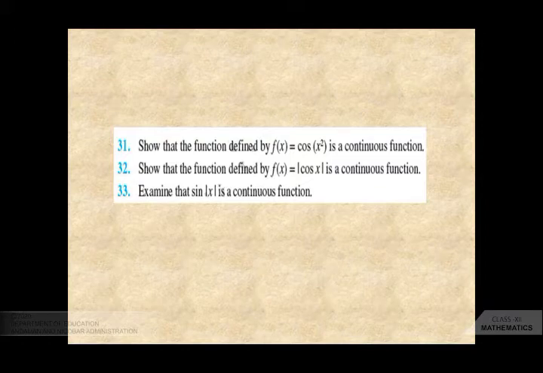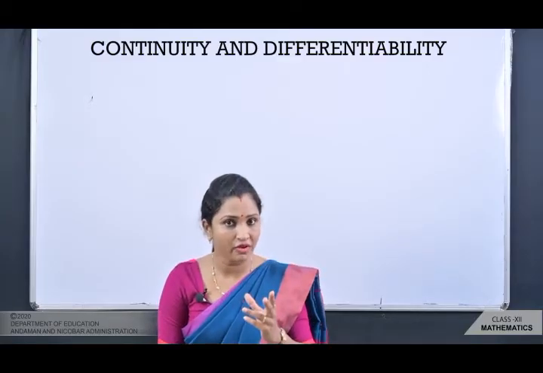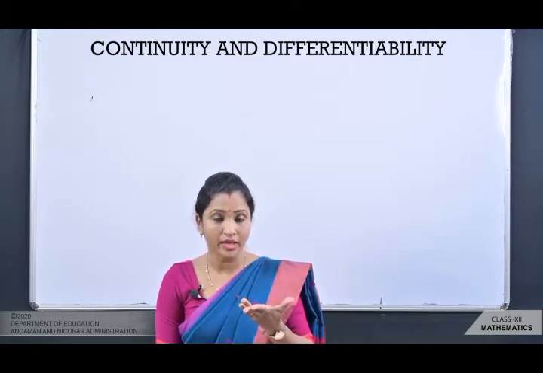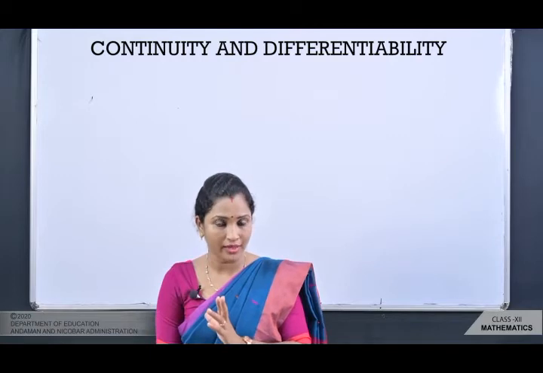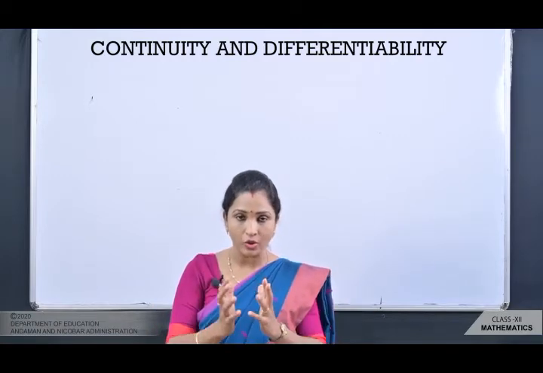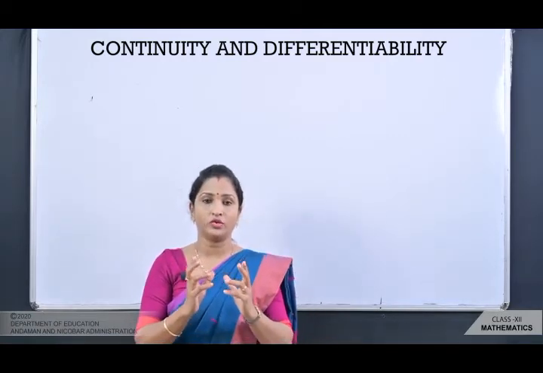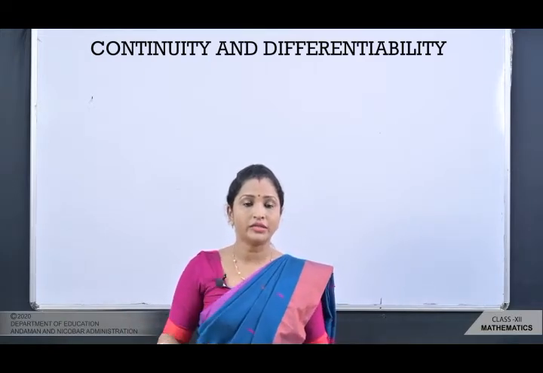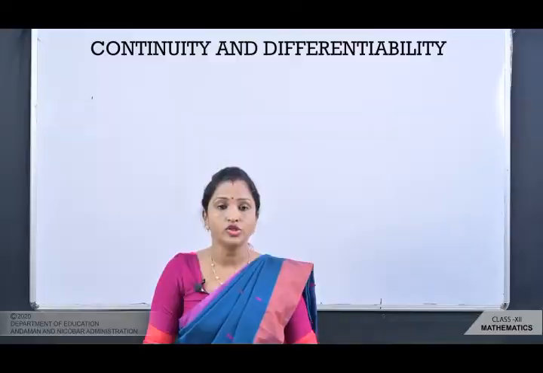Same type means all the 3 questions are actually based on composition of functions. Composition of functions we have already studied. You must be recalling what is composition. When you have 2 different functions and you combine them, you can define the function as a composition of functions. Okay, so if you see question 31 here, show that the function defined by f(x) is equal to cos x square is a continuous function.